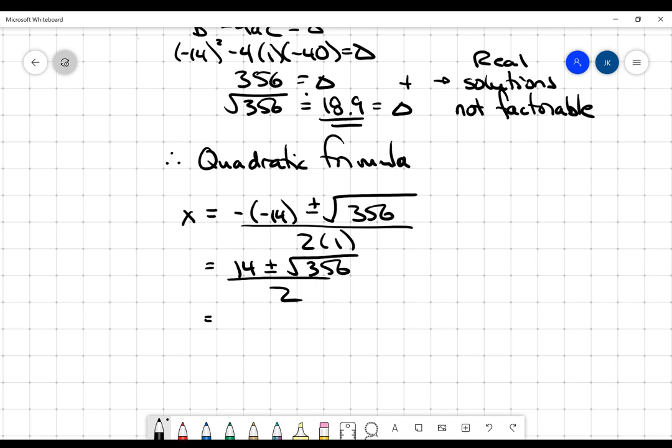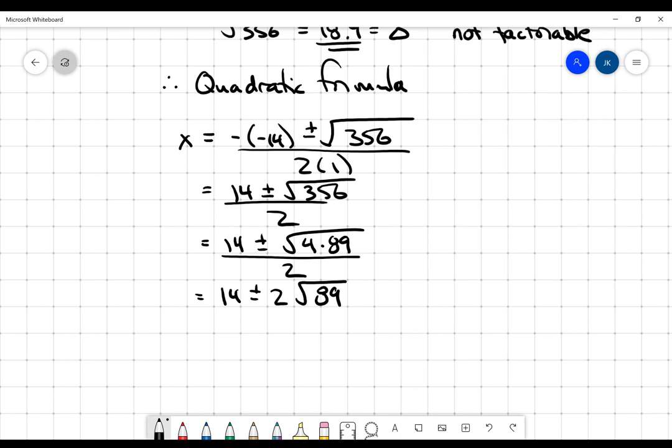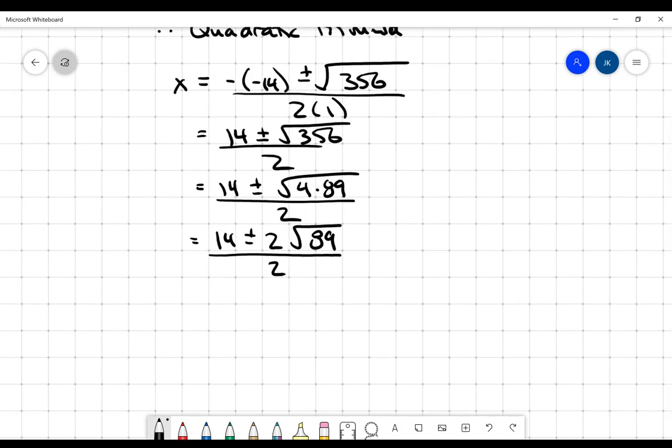Now, I don't want to end right here because I want to see if I can do anything with 356. But it turns out I really can't. It's going to be 4 times 89 is 356. So I can take out that 4. I've got two factors of 2 in there, so I can take out a factor of 2. I can simplify the radical in that form, but 89 is a prime. So that's as far as I'm going to be able to take that.